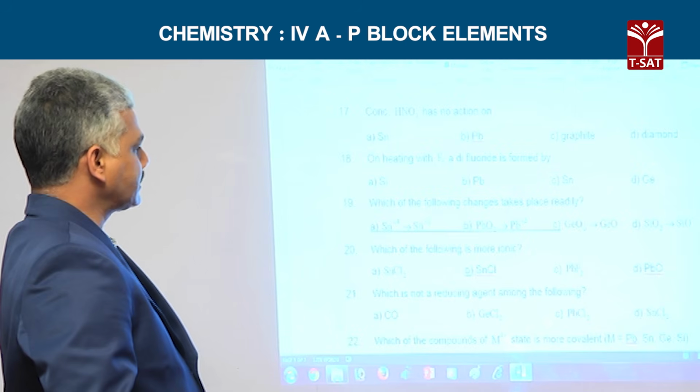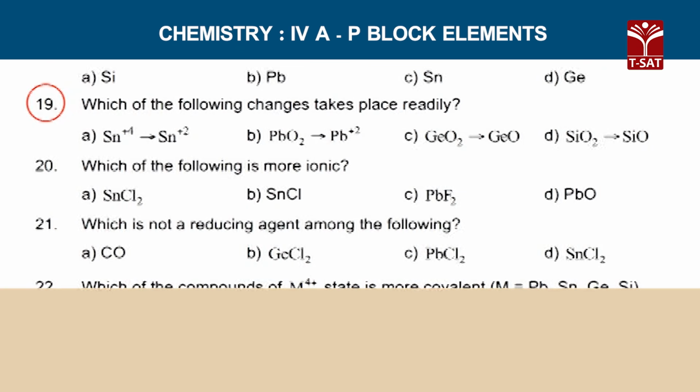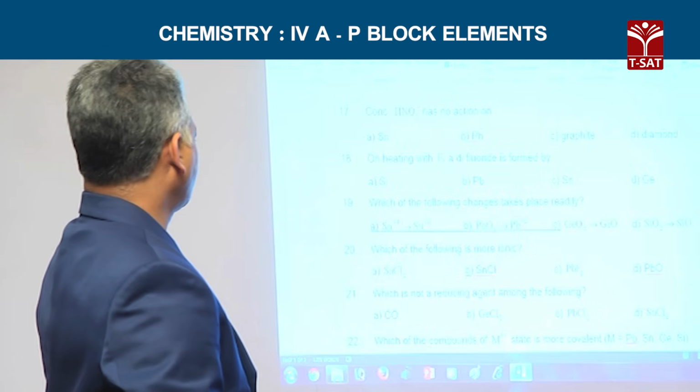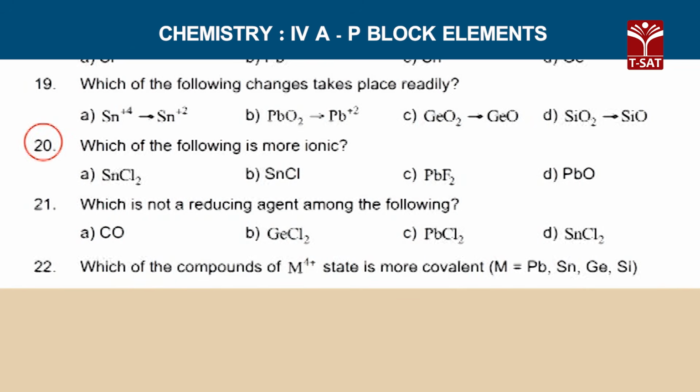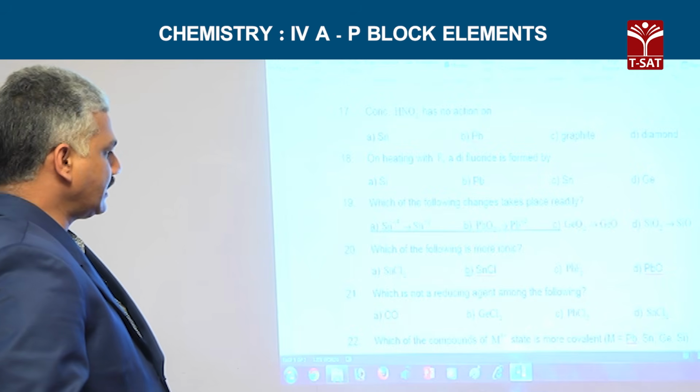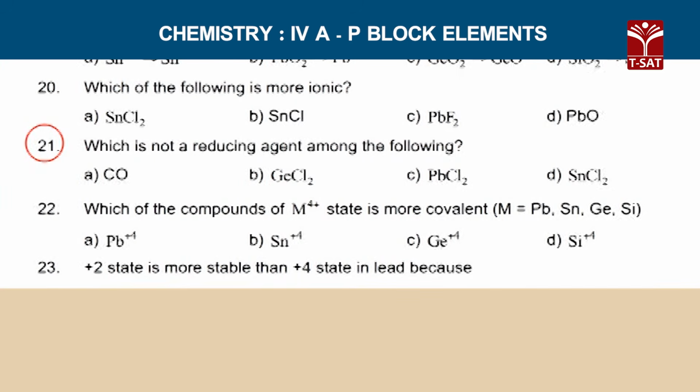19th question. Which of the following changes take place readily? Given options are Sn+4 to Sn+2, Pb+4 to Pb+2, GeO2 to GeO, SiO2 to SiO. Correct option is B. Lead dioxide is readily converted into Pb+2 because of inert pair effect. 20th question. Which of the following is more ionic? A. SnCl2, B. SnCl, C. PbF2, D. PbO. Correct option is C. PbF2. 21st question. Which is not a reducing agent among the following? Given options are carbon monoxide, germanium chloride, lead chloride and stannous chloride. Correct option is C. Lead chloride.